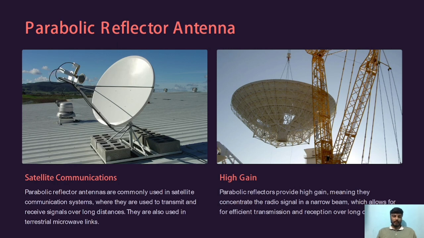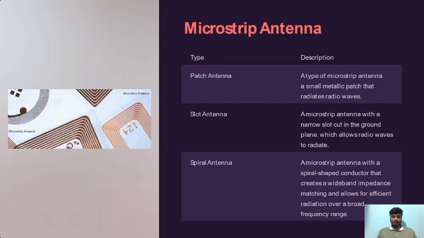Parabolic reflector antenna. Satellite communication and high gain: parabolic reflector antennas are commonly used in satellite communication systems, where they are used to transmit and receive the signal over a long distance. They are also used in terrestrial microwave links. High gain: parabolic reflectors provide high gain, meaning they concentrate the radio signals in a narrow beam, which allows for efficient transmission and reception over a long distance.